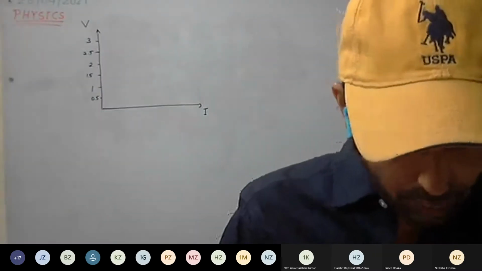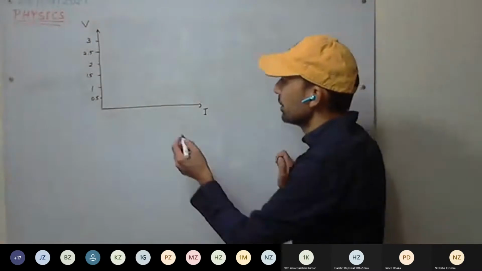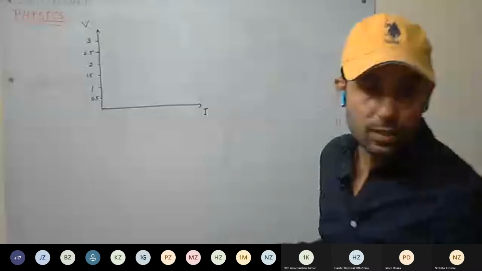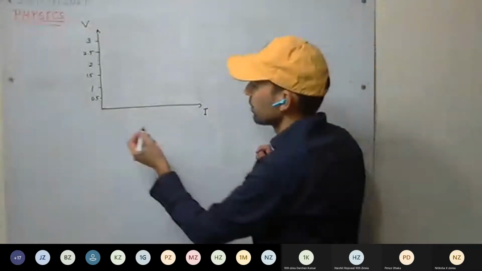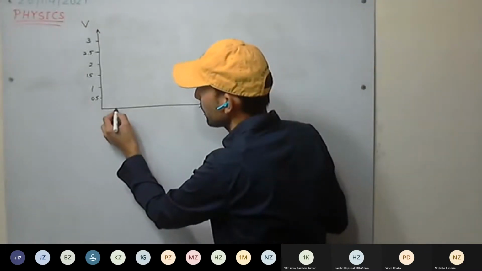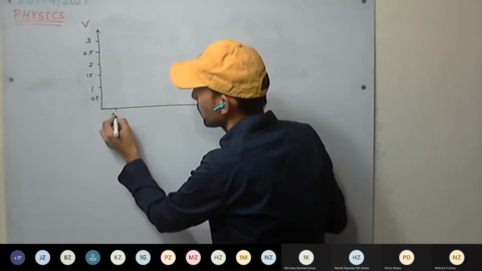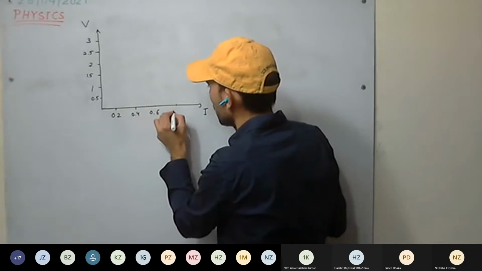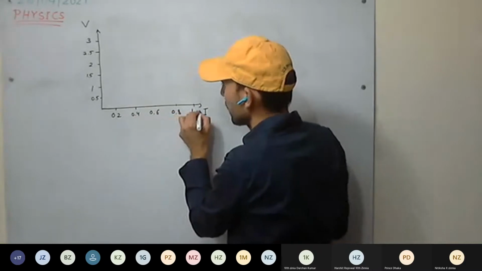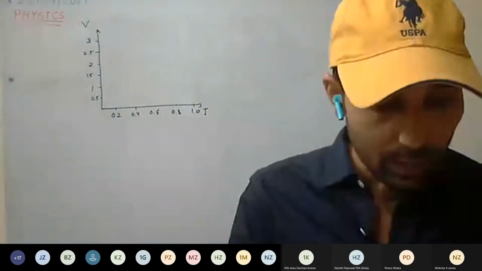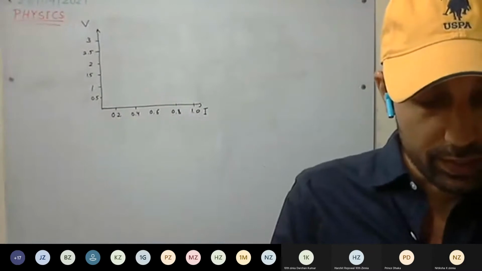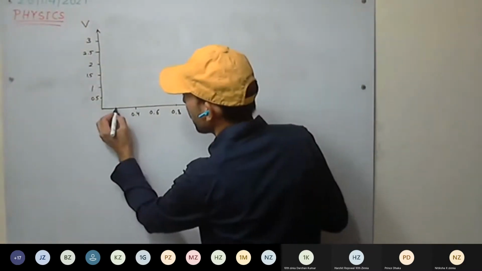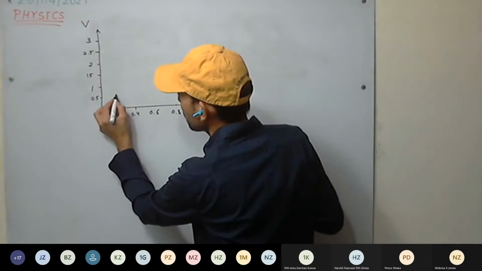Okay. Similarly, current is 0.2, so 1 centimeter we can take, up to 1 only. Similarly, 1 centimeter we take as 0.2, 0.4, 0.6, 0.8, and here will be 1.0. Okay. Now draw them. When current is 0.2 amperes, what is the potential difference? 0.5.